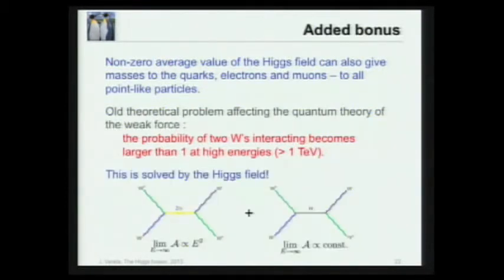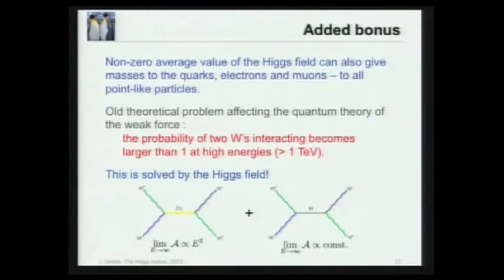Now, how does the Higgs field solve this? It solves this because these two Ws, these are Feynman diagrams that describe the fusion interaction of W plus and W minus.